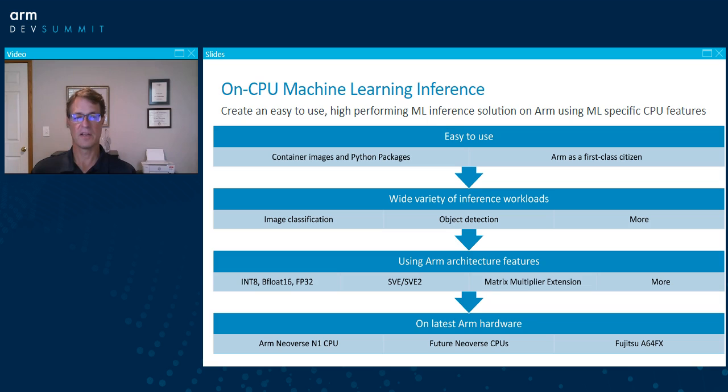We also support a variety of inference workloads, so you'll see lots of examples related to image classification, object detection, and more. Then we want to make use of the ARM architecture features, which give the best performance for ML-type workloads. So we'll see 8-bit integers, we'll see bfloat16, 32-bit floating point. We're also starting to see now the SVE vector extensions, and SVE2 will be on the way soon, as well as in the future the matrix multiplier extension. So all of the hardware features that go into the ARM architecture should be well used and well supported in the machine learning frameworks. And of course, we want all this on the latest ARM hardware.